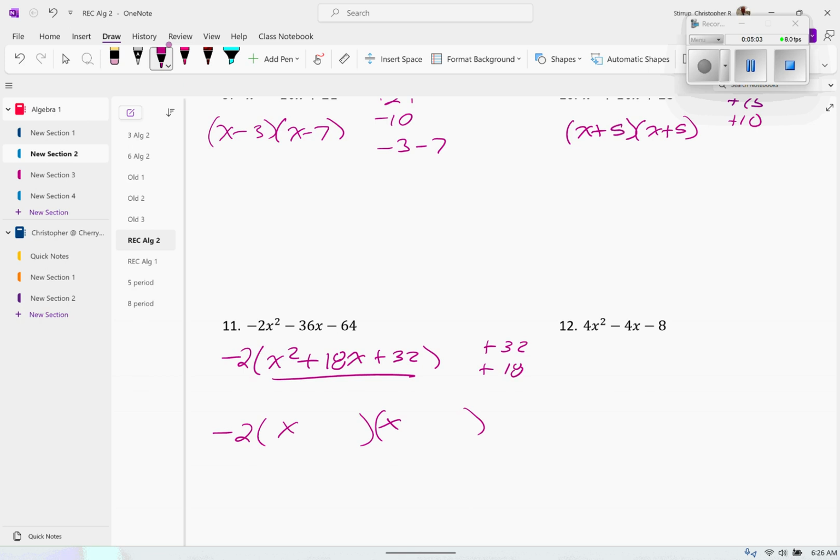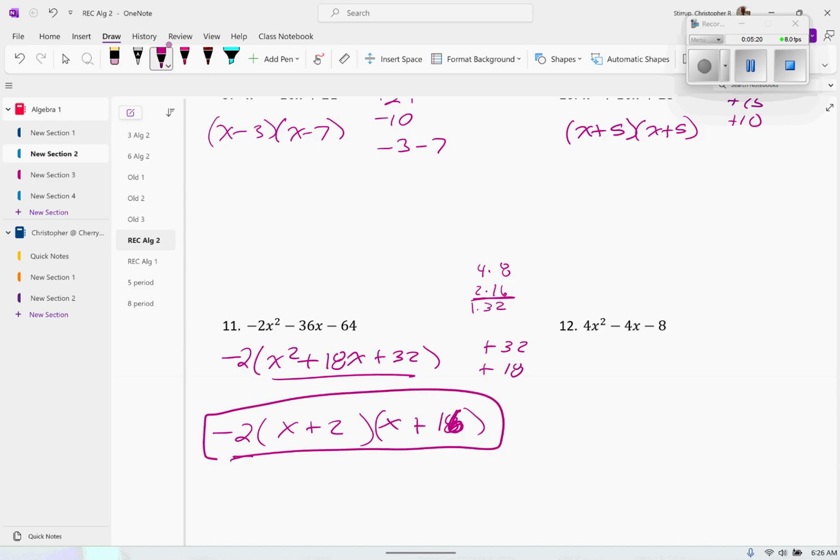So 32 is 1 and 32, 2 and 16, 3 doesn't work, 4 and 8. So 2 and 16 is going to work if they're both positive. Or 2 and 16, sorry about that. So this whole thing is our answer. Don't forget that negative out front.